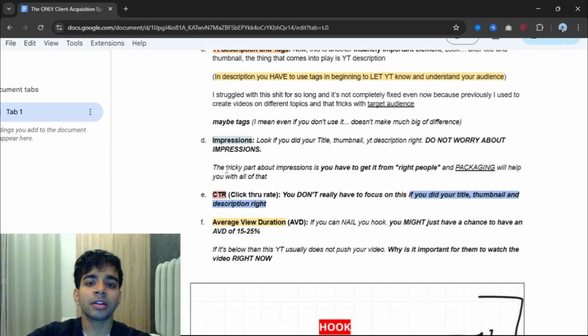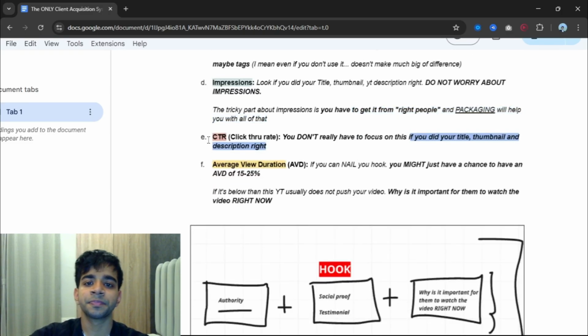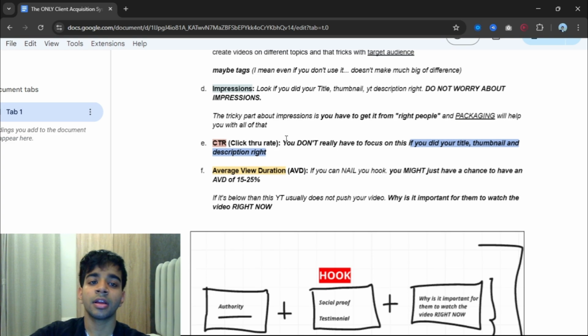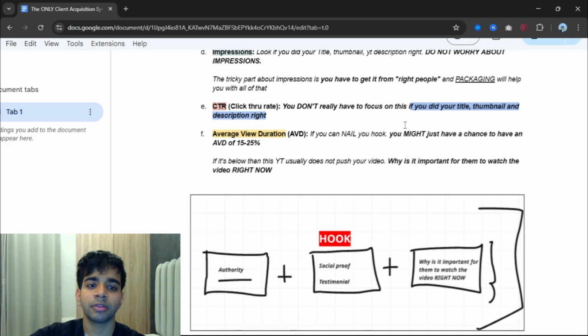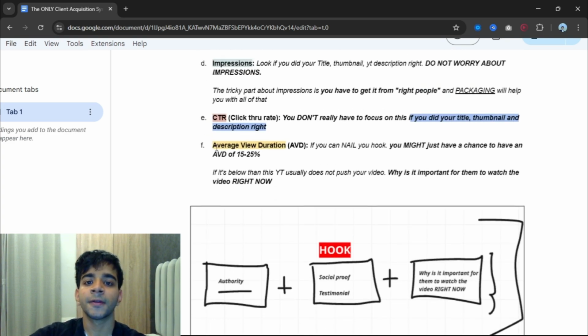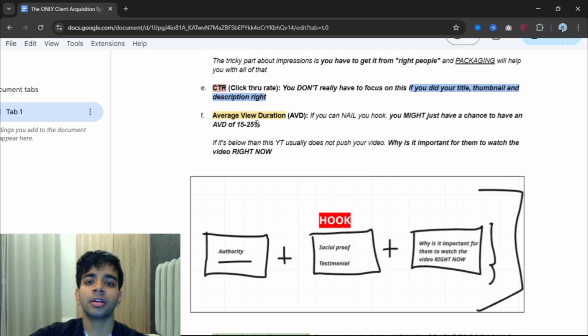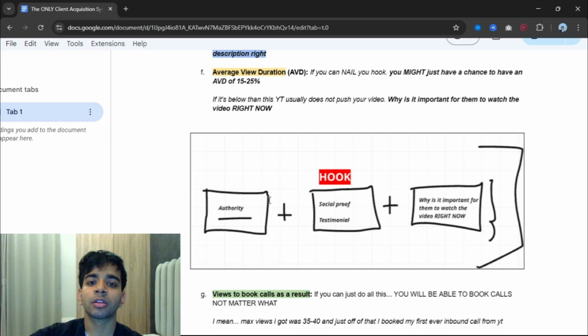So the tricky part about impressions is you have to get it from the right people, and packaging will help you with all of that, right? Next thing we have is the CTR. Again, if you have done all your packaging right, you don't have to worry about it. Now average view duration, this one is really important, and a really big part of that depends on the hook.